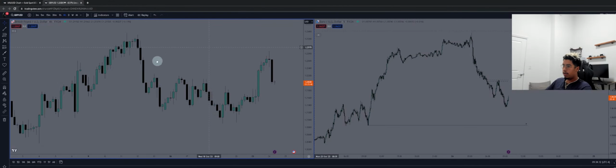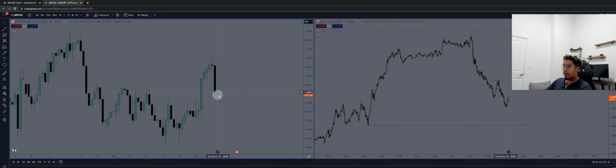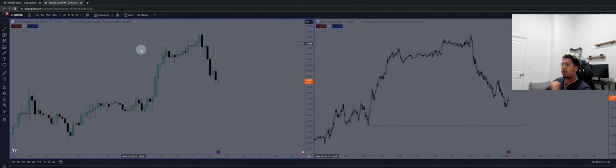Something for GBPUSD, a little bit of a break of structure, very bearish engulfing candle here. Yes, we do have an FVG, but price is looking like it wants to drop down and grab some liquidity here. That's what it seems like to me.